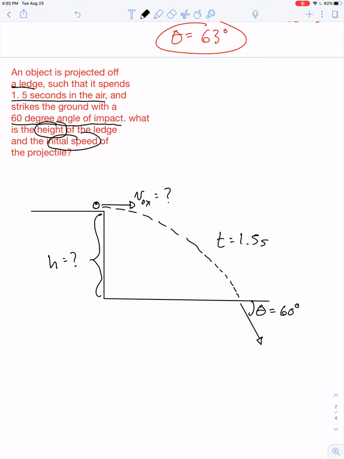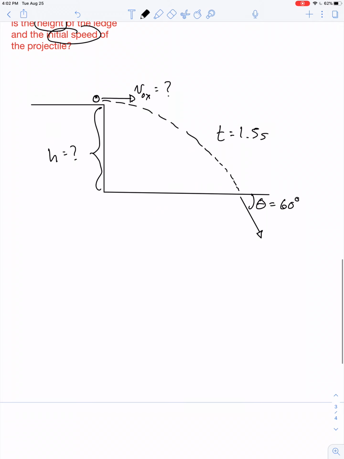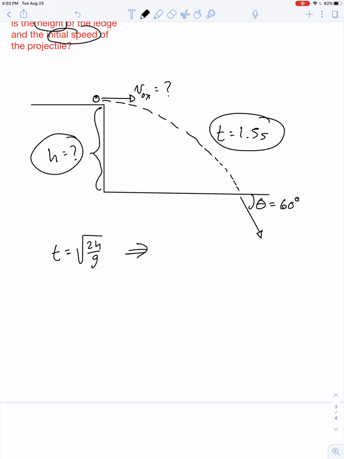So we've got an angle of 60 degrees. And let's see if we can figure this one out. Well, if we know the time, that alone will tell us the height. So if time is the square root of 2h over g, it follows that h is equal to 1/2 gt squared. So the height of this cliff is 1/2 times 9.8 meters per second squared times 1.5 seconds quantity squared.